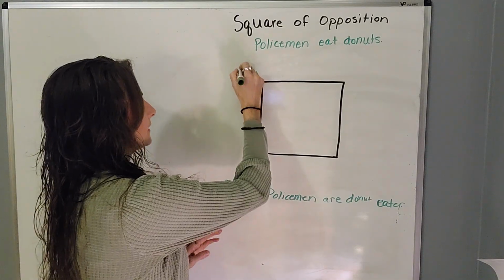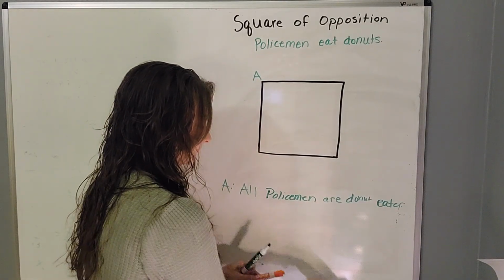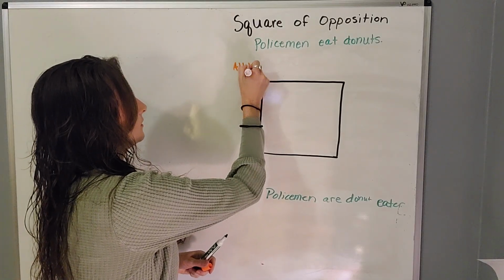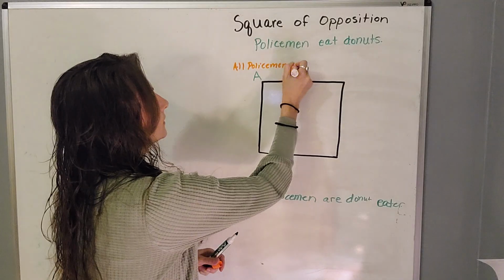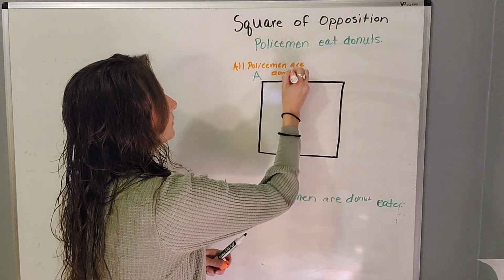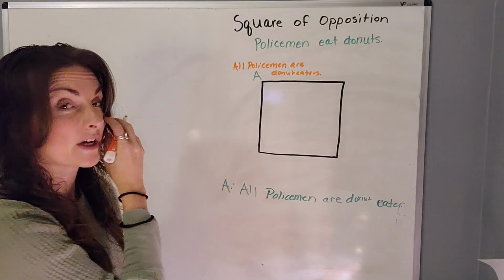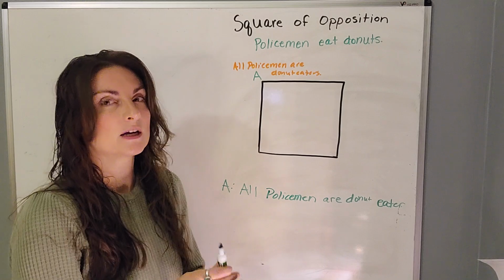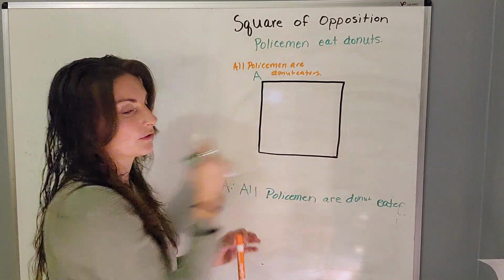So I'm going to go ahead and write, let me get a different color. I'm going to go ahead and write this statement up here to keep it straight. All policemen are donut eaters. For space's sake, I moved it down here. I don't technically like to do that, but I'm weird about visuals. But I'm going to bring it down here for space.